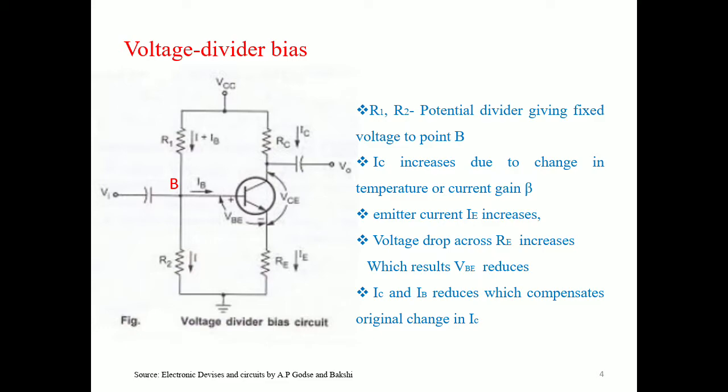If collector current increases due to the change in temperature or the change in beta DC, the emitter current IE also increases and the voltage drop across RE increases, thereby reducing the voltage difference between base and emitter, VBE. So that is very important. If VBE decreases, automatically it is related to your base current IB and it also affects the collector current IC. So this reduction in collector current compensates for the original change in IC. So this is the voltage divider process.